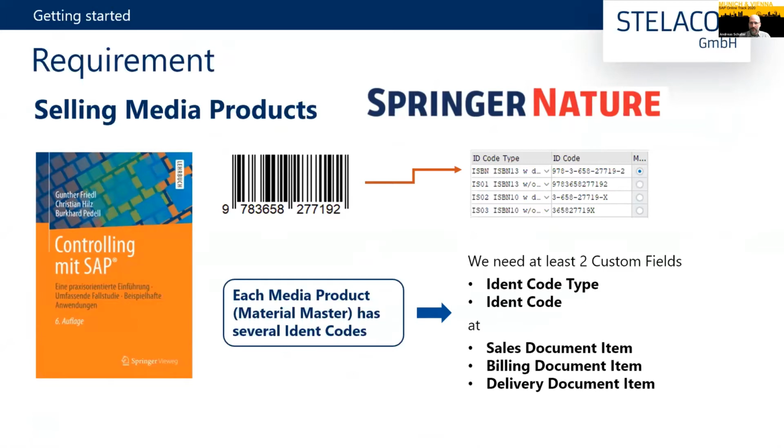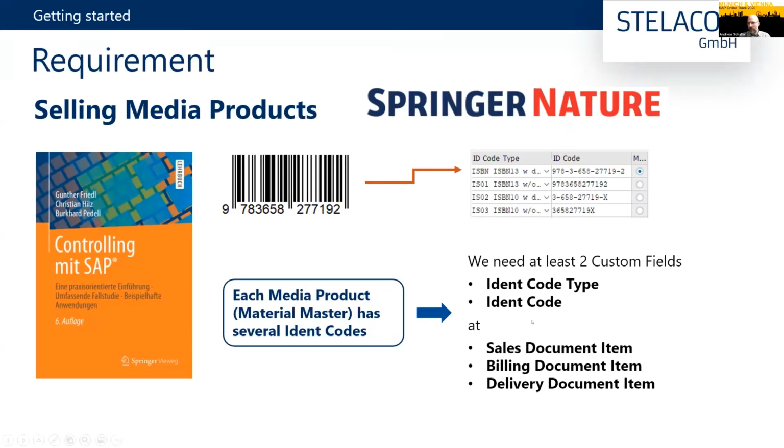And as every one of us knows, each book has a so-called ISBN code. And when we want to sell books, then of course we also have to store those ISBN codes into our sales orders. Books have ISBN codes, journals have ISSN codes, and there are different types of codes with different numbers of digits. So at least we need two custom fields, one for the ID code type and one for the ID code.